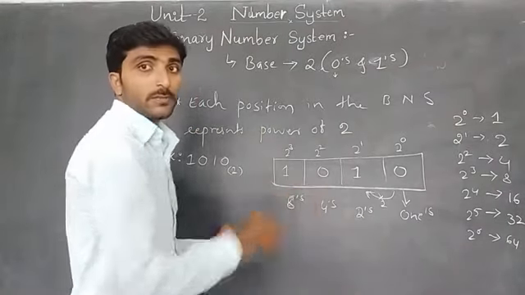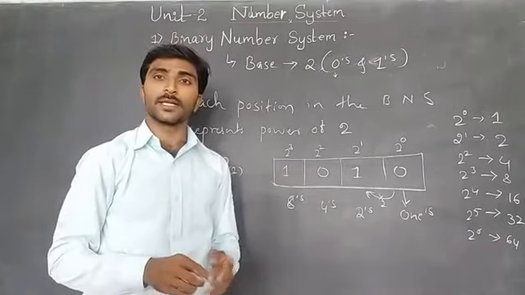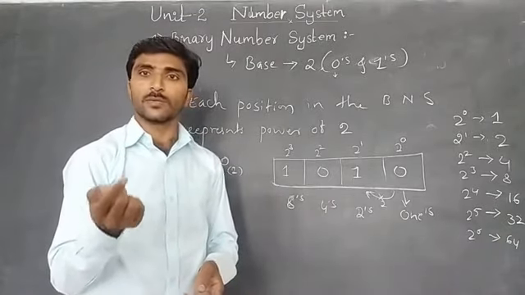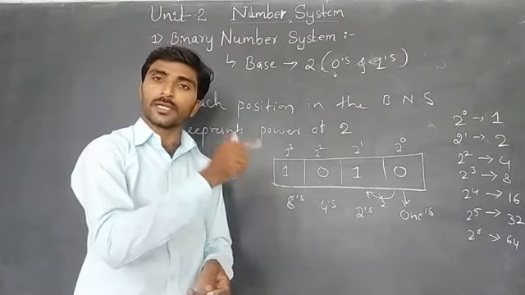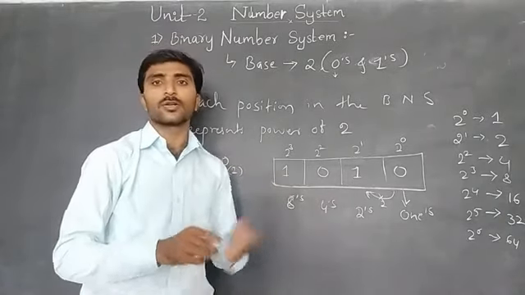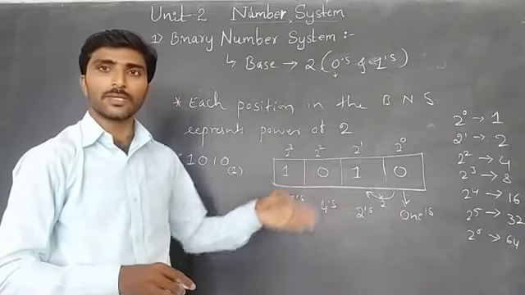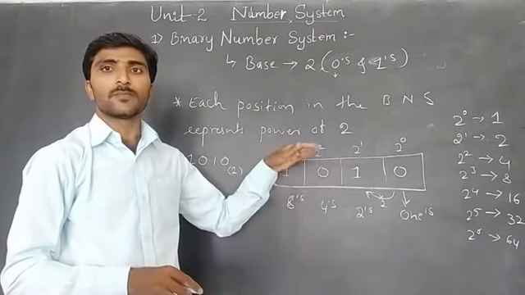Because this is a positional number system. See, in decimal also you can take the unit, that is 1. 1 into 10, 10; 10 into 10, 100; 100 into 10, 1000; 1000 into 10, 10,000. This is also the same thing. Every time it is multiplied by the base.